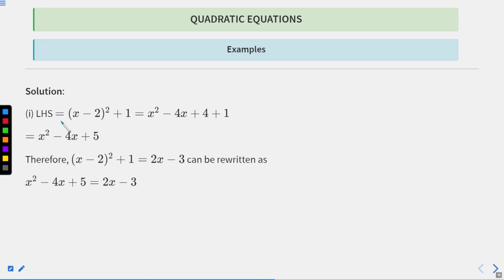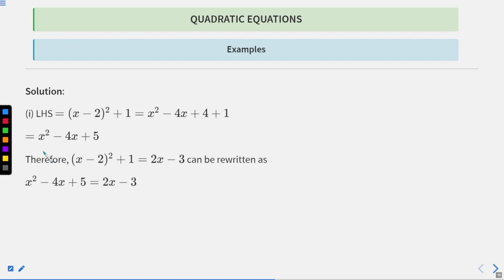For the solution, on the left hand side we have x minus 2 whole square plus 1. Using the identity a minus b whole square is equal to a square minus 2ab plus b square, we get x square minus 4x plus 4 plus 1, which is equal to x square minus 4x plus 5. So we get this expression, which is a quadratic polynomial.